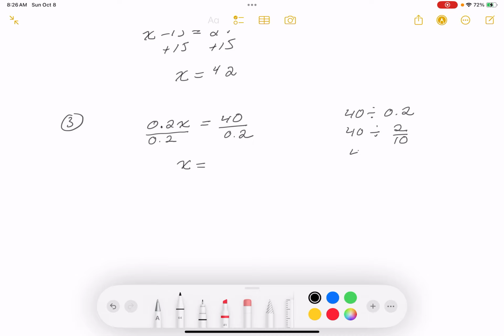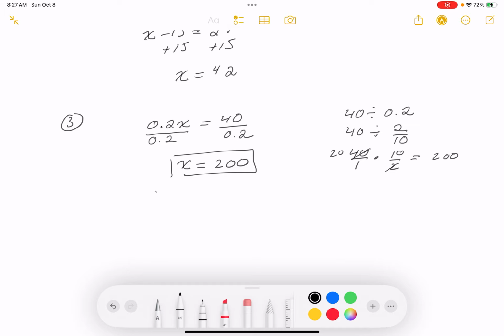Then I'm going to say 40 over 1 times 10 over 2. And what does that give you? Well, if you thought about it, 2 goes into 2 one time, goes into 40 20 times, and 20 times 10 is 200. So the answer is 200. All right? Put a box in that.